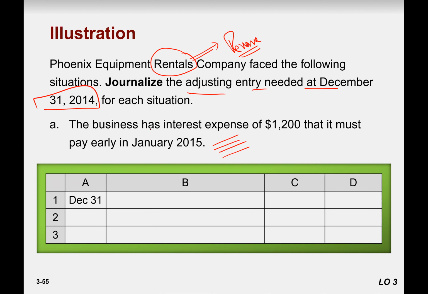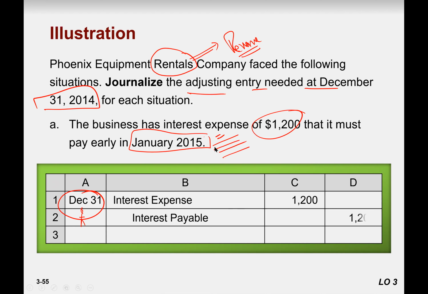The business has interest expense of 1200 that it must pay early in January 2015. And where are you right now? You are at 31st December, right? It means the expense occurred but would be paid later. And you are right now standing on 31st of December. So on 31st of December, would you be able to pay? Answer is no. So we create a liability. The answer would be interest expense to interest payable.